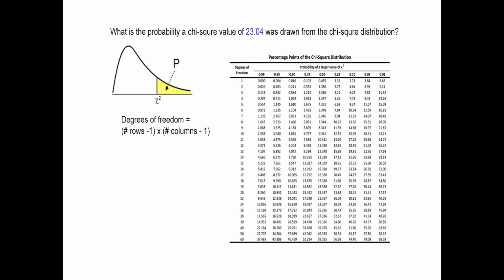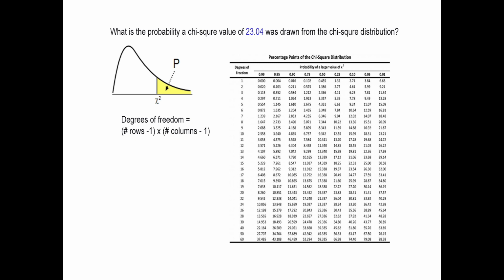So here we know in our example from the last video that we had 2 rows and 2 columns. Our 2 rows reflected our party ID of Democrat and Republican, and our 2 columns reflected our gender of male and female. So 2 rows minus 1 gives us 1, times 2 columns minus 1, which is also 1, so we have 1 degree of freedom.